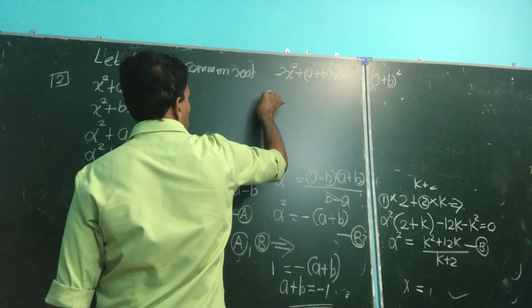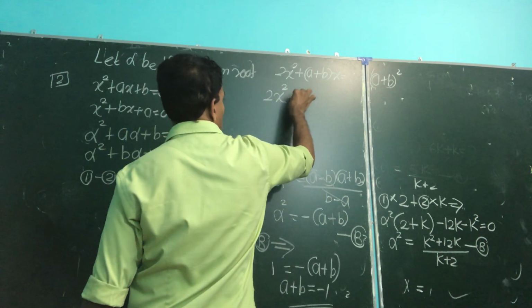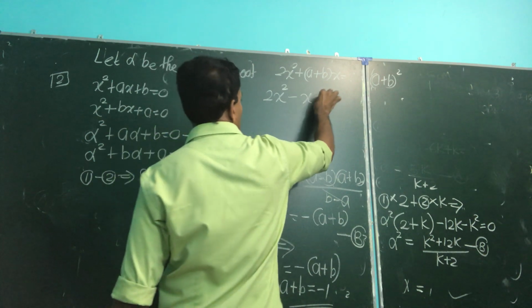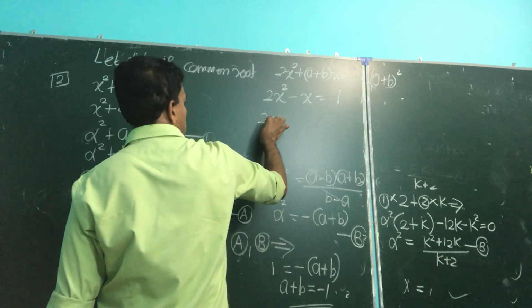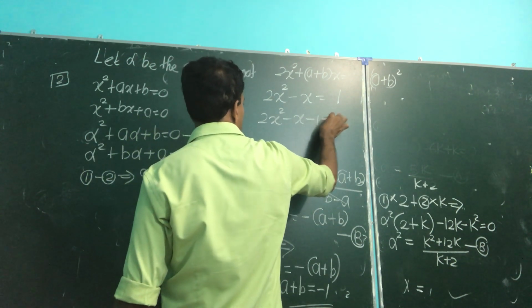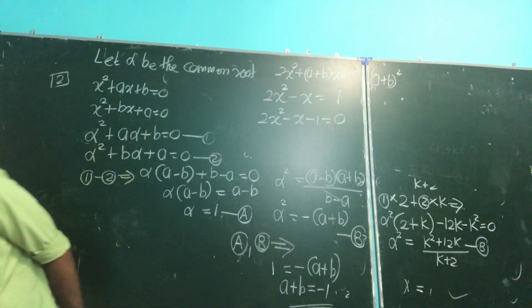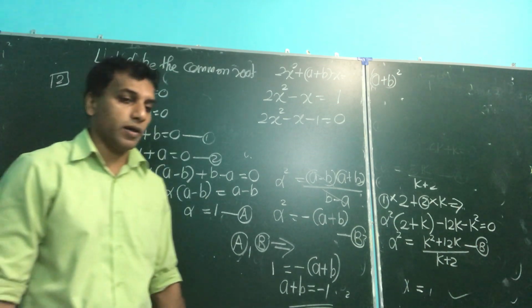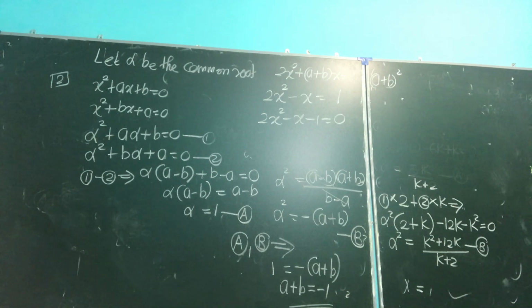What is that? 2x square, put a plus b equal to minus 1, minus x. Here a plus b equals minus 1 means square is 1. Therefore take this side. That's your ordinary level, O-level mathematics. So I hope you can solve this. Find the two solutions from there. That's the question, right? Solve and get the answers: x equals 1 and x equals minus half.